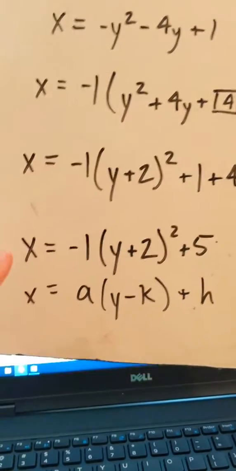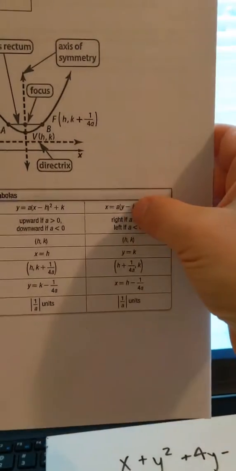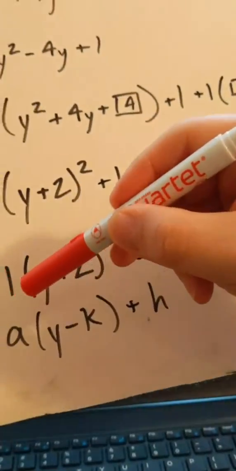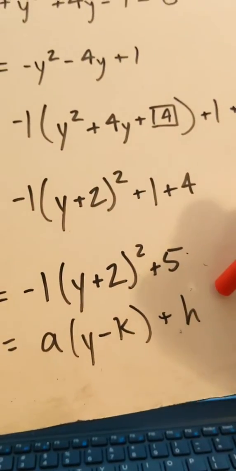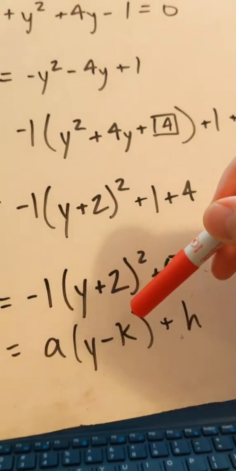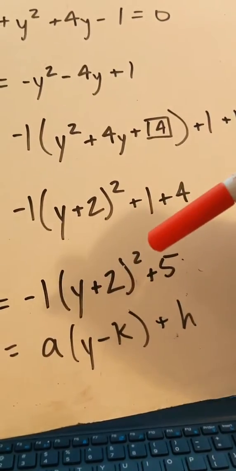Okay, great. So what we have to look at, this is an x equals, and going back from our chart here, the equation is x equals a(y minus k) squared plus h. And so that's kind of what I wrote here. What you might want to do too, which is helpful, is write off to the side: a would equal -1, h is equal to +5, and k would have to be a -2 because it's a +2 in our equation.